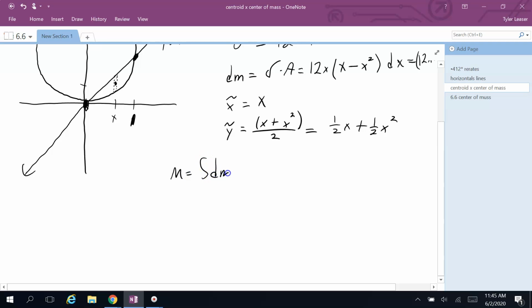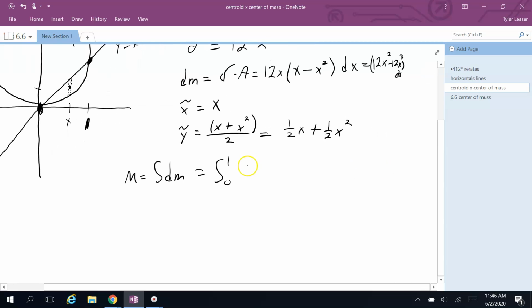All right, now that we have that, we can find the total mass. That's just integrating over dm. For us, that's the integral from 0 to 1, since that's where my slices exist on the x-axis, of the dm, which was 12x squared minus 12x cubed dx. Antiderivative: 12x squared goes to 4x cubed, minus 12x cubed goes to 3x to the 4th, evaluated from 0 to 1. If I plug 1 in, I get 4 minus 3. The 0 doesn't do anything. Looks like I have a total mass of 1.